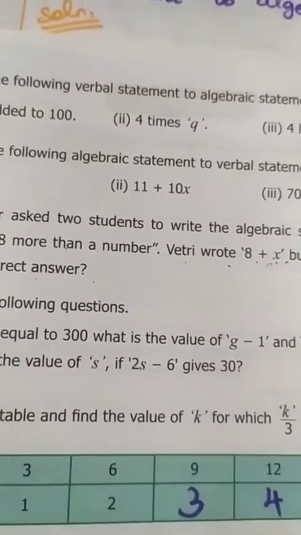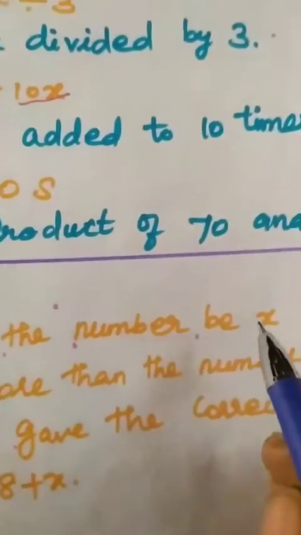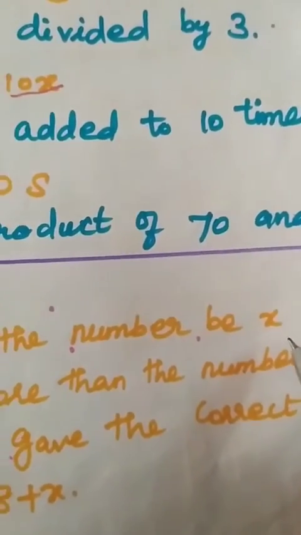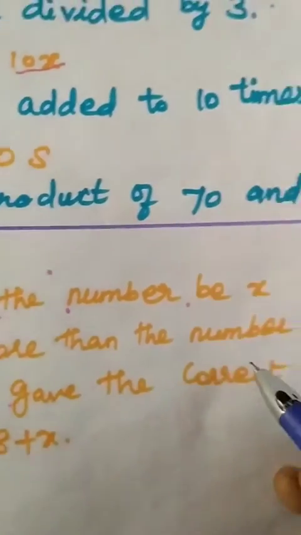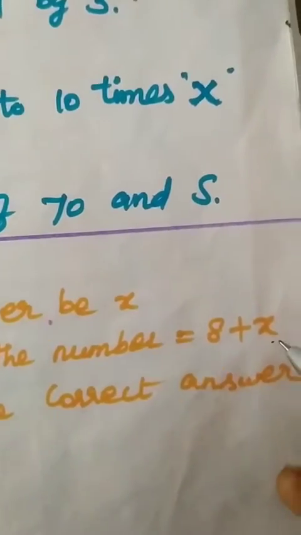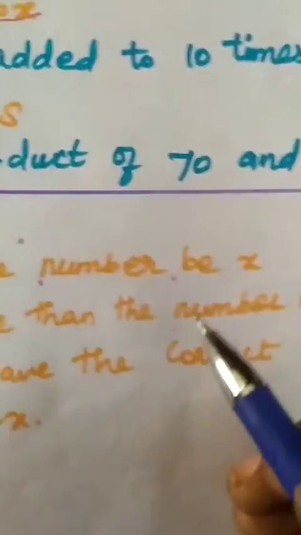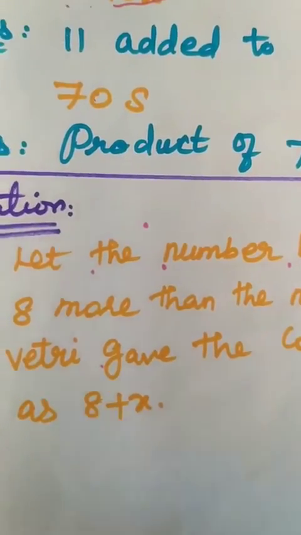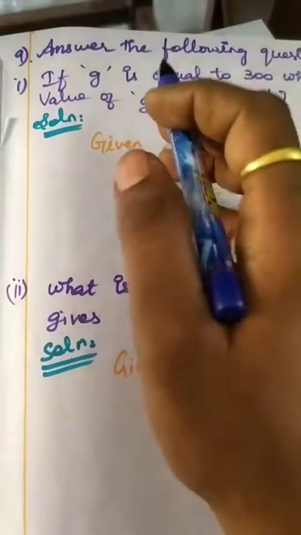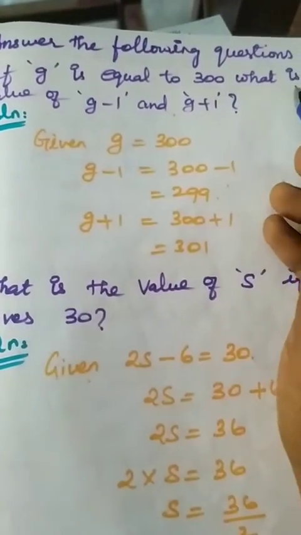How will you write this? See here, let the number be x. We don't know what the number is, so you take x. Next, 8 more than the number equals 8 plus x. Vetri gave the correct answer, so the answer is 8 plus x. Okay, go to question number 9. Answer the following questions.